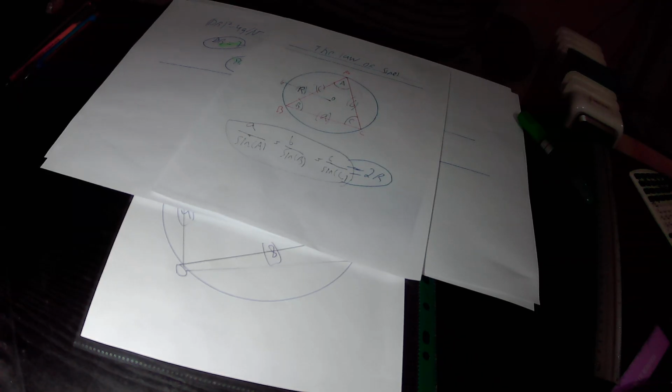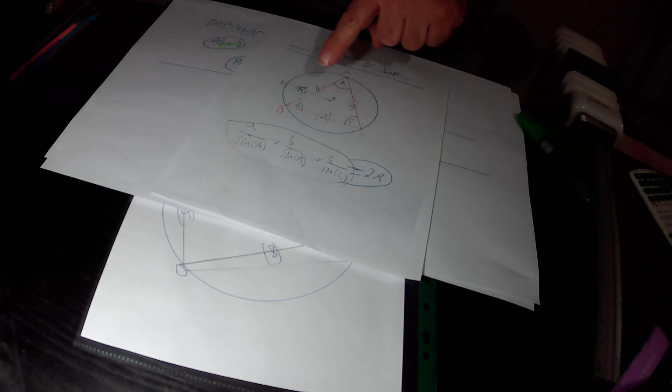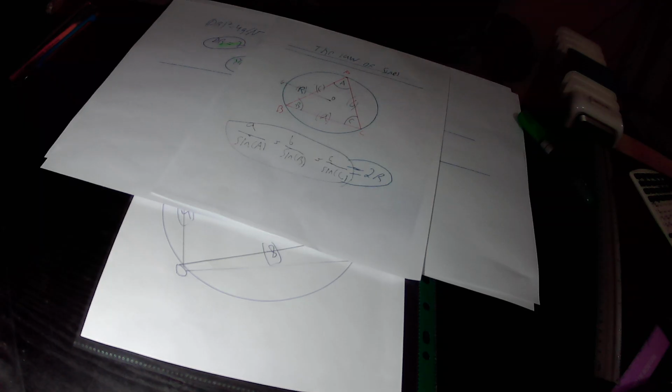So in this drawing, according to the law of sines, the following equation is true: a over sine A equals b over sine B equals c over sine C equals 2R. And R is the radius of this circle that circumscribes triangle ABC.